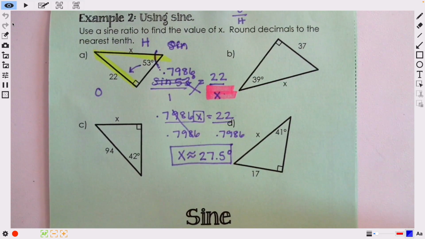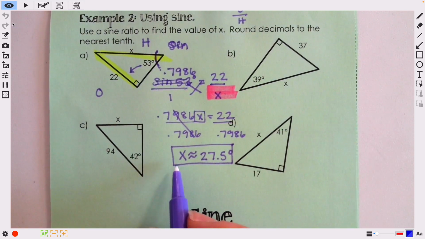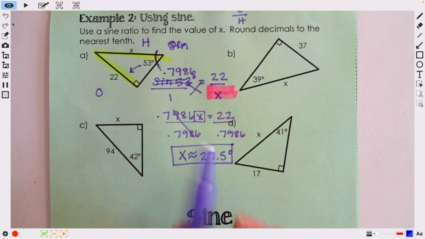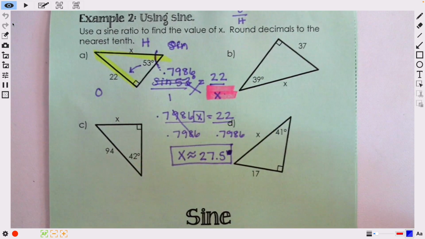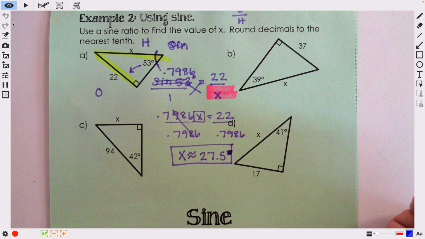Wait, but I thought we were finding x. We did find x. It's 20. Oh, it's not a degree. Sorry. Thank you. It's a side. Silly goose. Any other questions?